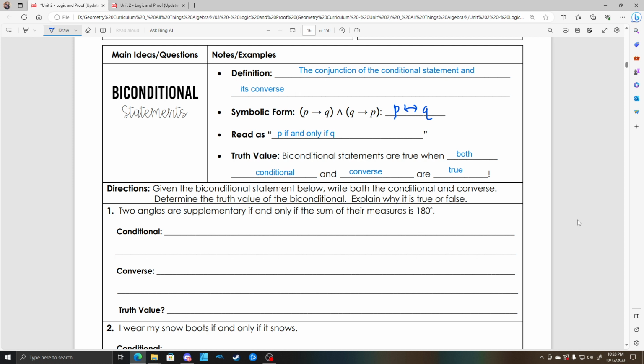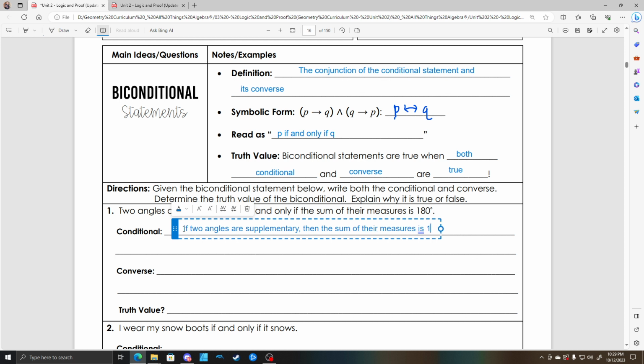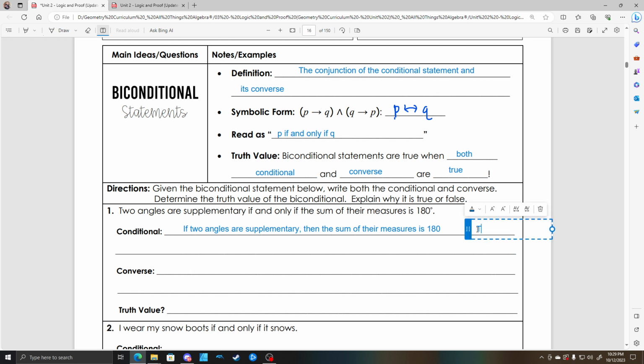So let's go ahead and look at number one. It says, two angles are supplementary if and only if the sum of their measures is 180 degrees. So let's look at what the conditional statement would be in this case. If two angles are supplementary, then the sum of their measures is 180 degrees. That's the conditional statement. You'll notice that we rephrased this so that it has an if and a then. And that's true, right? So I'm just going to put a little t over here so that I know.